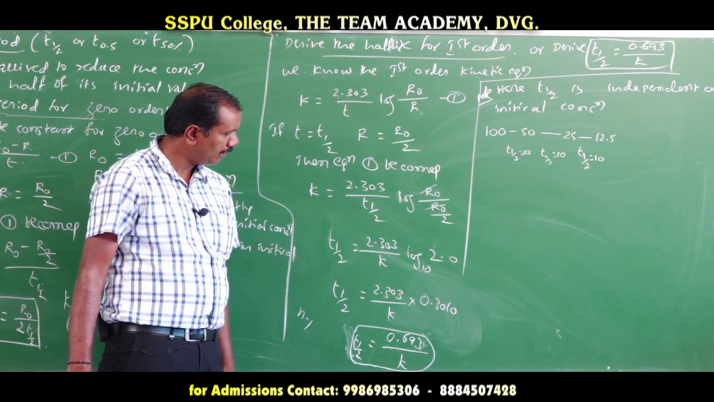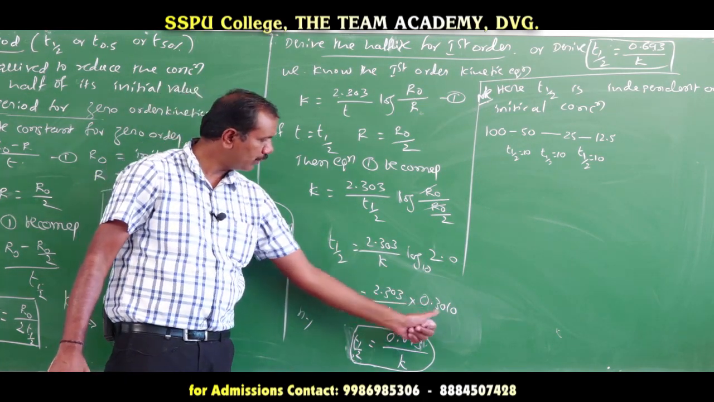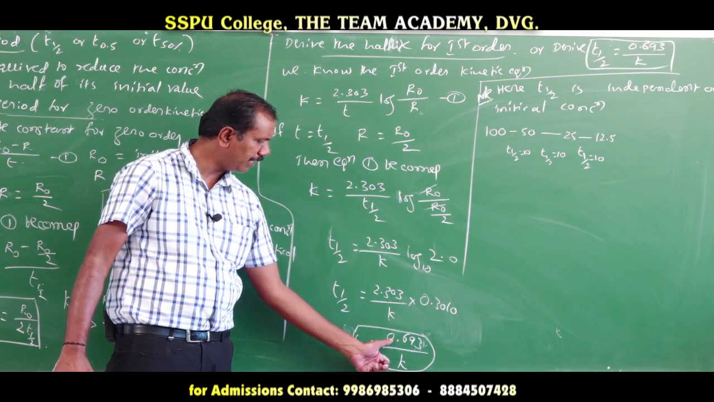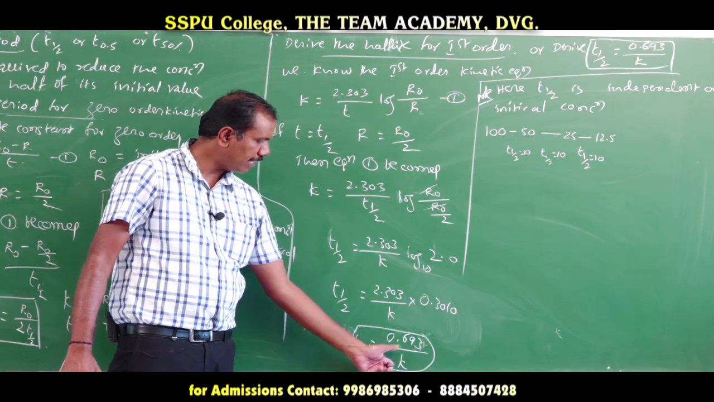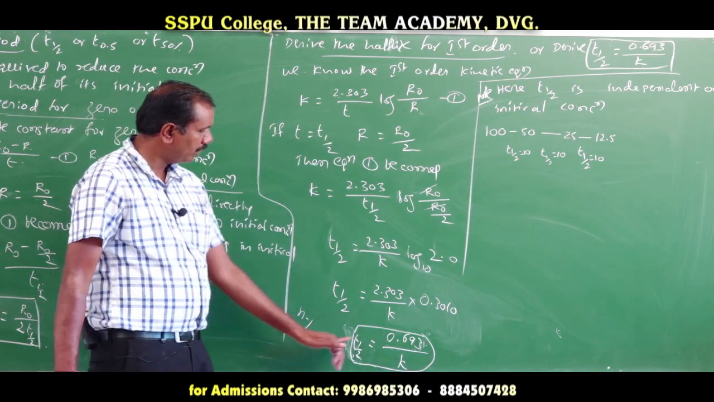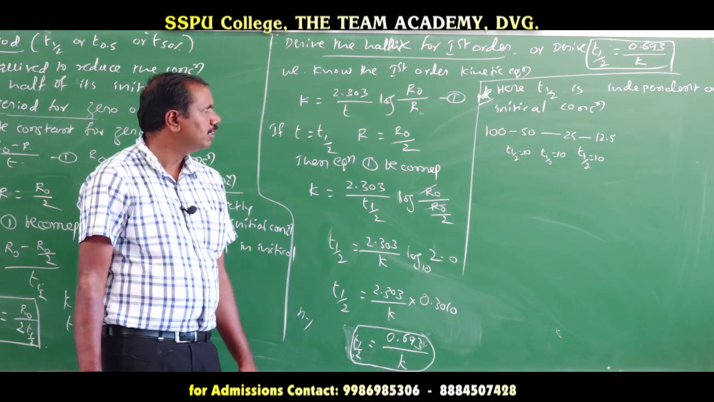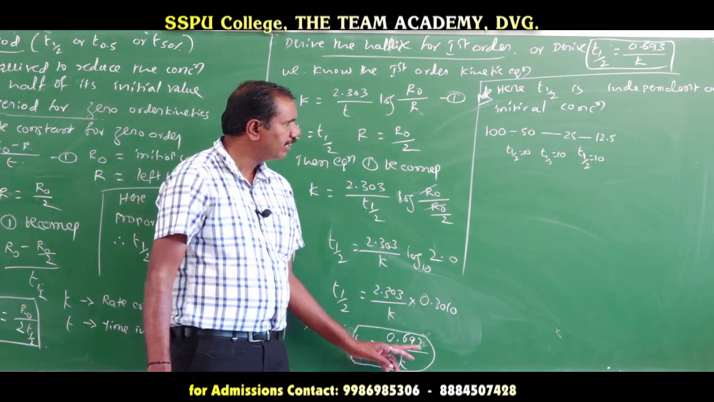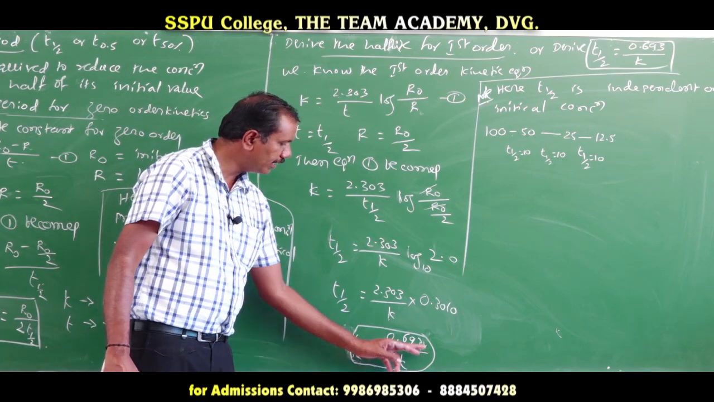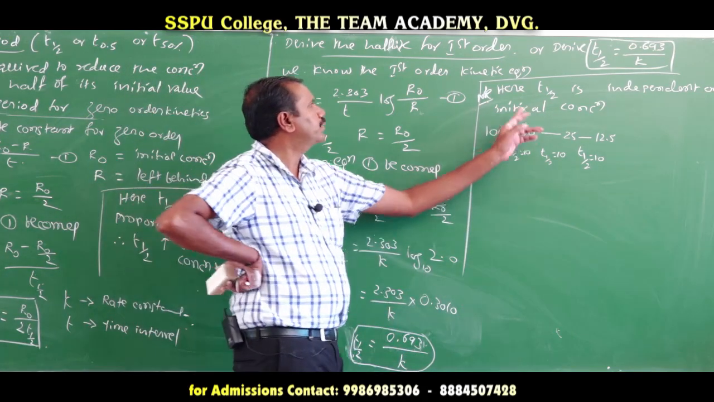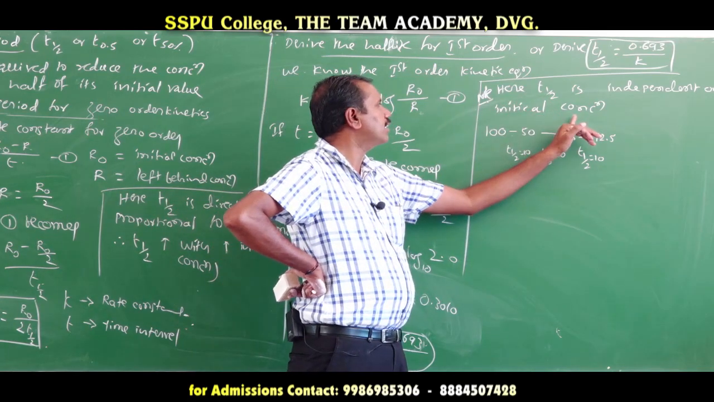R naught cancelled, log 2. Log 2 is nothing but 0.3010. 2.303 into 0.3010 is nothing but 0.693. So t half equals 0.693 by k. The value remains constant, so it is independent of initial concentration. Here the initial concentration R naught is not there, so the t half is independent of initial concentration.